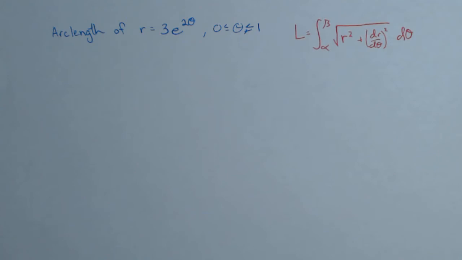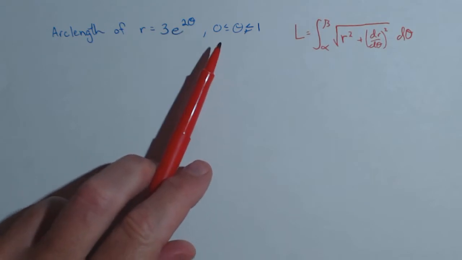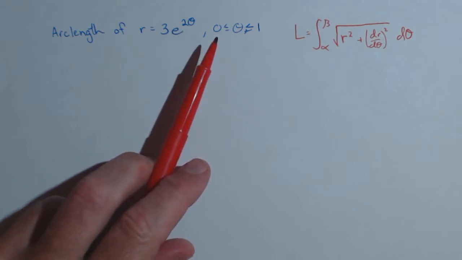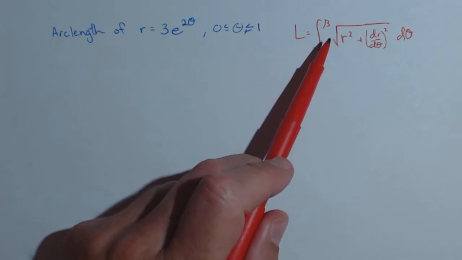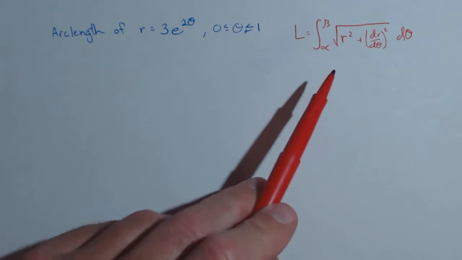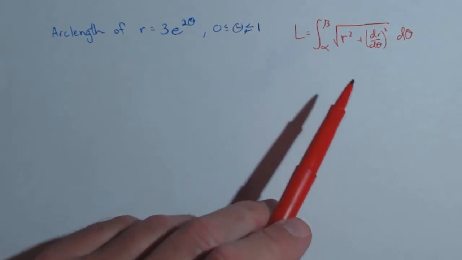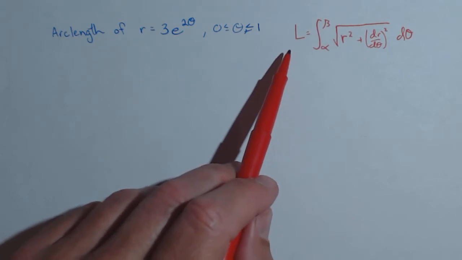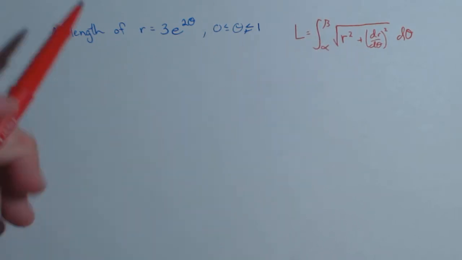In this video, we're going to find the arc length of r equals 3e^(2θ), where θ is between 0 and 1. And we're going to use the fact that arc length for a polar curve from α to β is the integral of the square root of r squared plus (dr/dθ) squared, dθ. This comes from our arc length formula for parametric equations, and then once simplified for polar equations, simplifies to this.